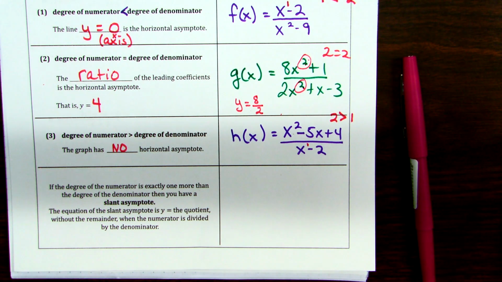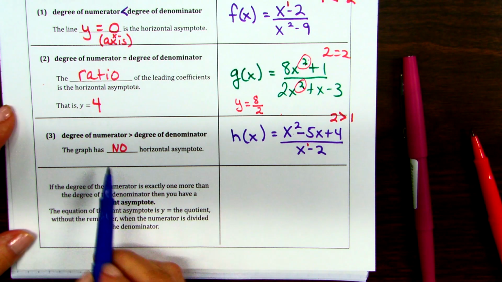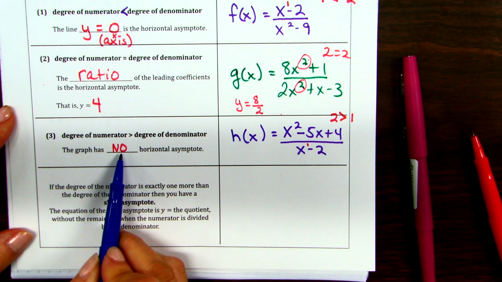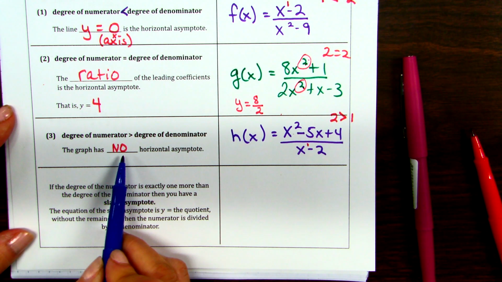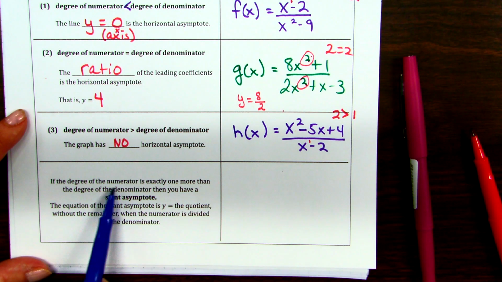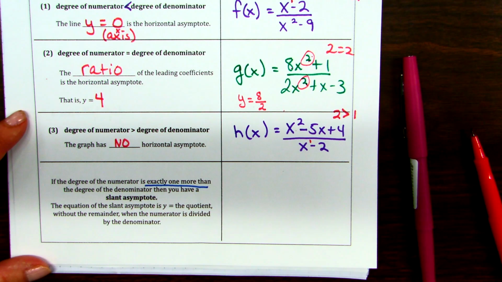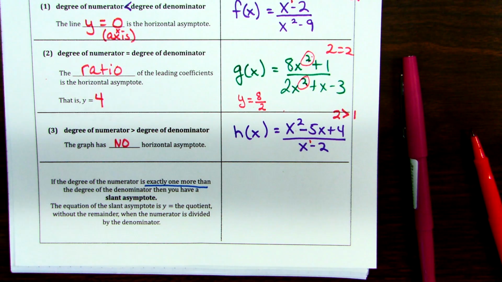Okay, so come up with something that will help you, or talk to me and I'll try to come up with something. So whenever there's no horizontal asymptote, you could have a slant asymptote. Okay, now I'm going to read this and then I'll translate it to English for you. If the degree of the numerator is exactly 1 more than the degree of the denominator, then you will have a slant asymptote. The equation of the slant asymptote is y equals the quotient without the remainder when the numerator is divided by the denominator.